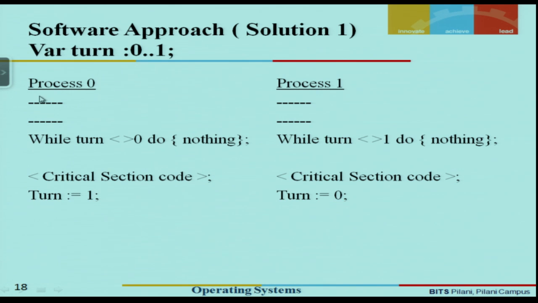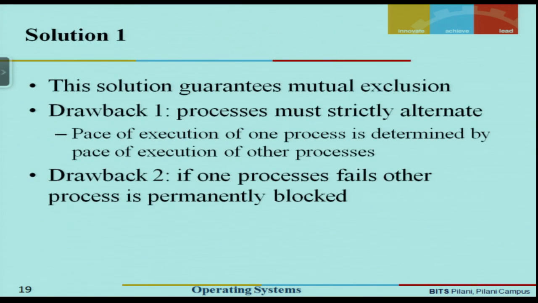So we are trying to implement a software solution, and in this case we are assuming that there are only two processes. The whole solution will become very complex if we have a large number of processes. Let us try to see what the drawback of this particular solution is. We can see one thing: this solution guarantees mutual exclusion.